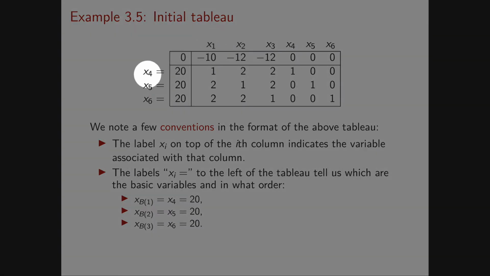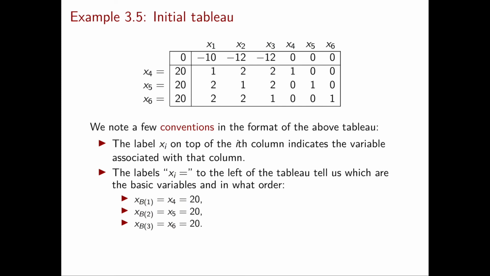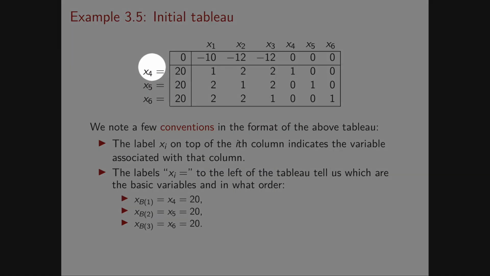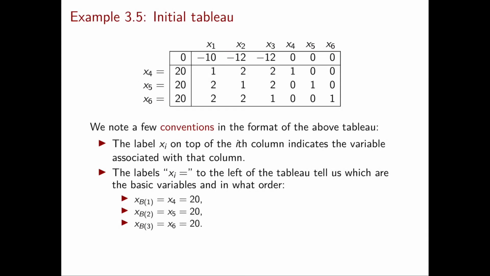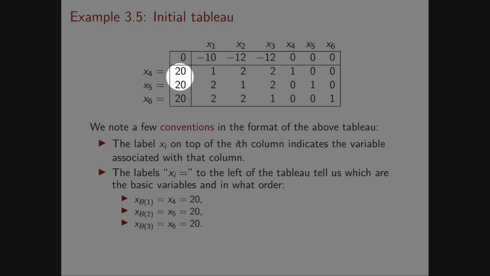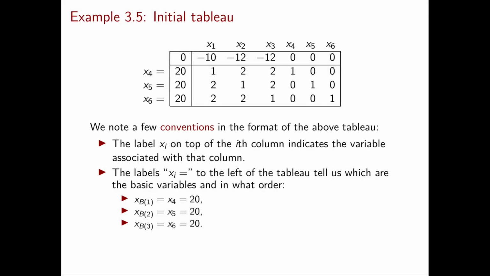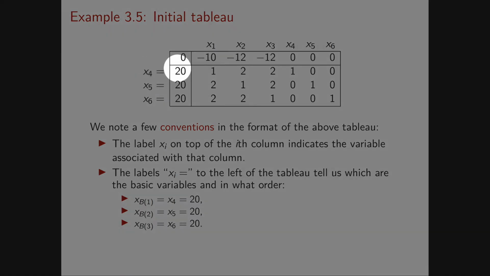Now the labels on the left instead are a little bit more interesting. In fact, they tell us which are the basic variables and in what order. In this example then, I know that x4 is the first basic variable, x5 is the second basic variable, and x6 is the third basic variable. Remember that the 0th column tells me the value of the basic variables in the current basic feasible solution. So in particular, using these labels, I can quickly understand what is the current basic feasible solution. In this case, it is x4 equal to 20, x5 equal to 20, and x6 equal to 20.